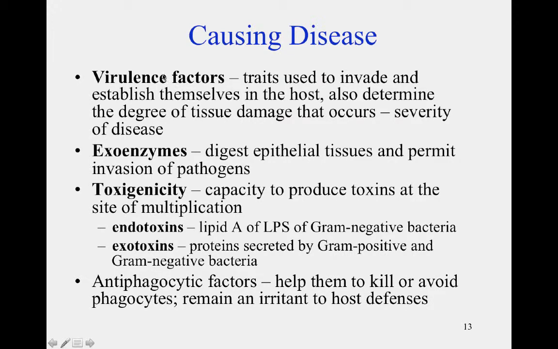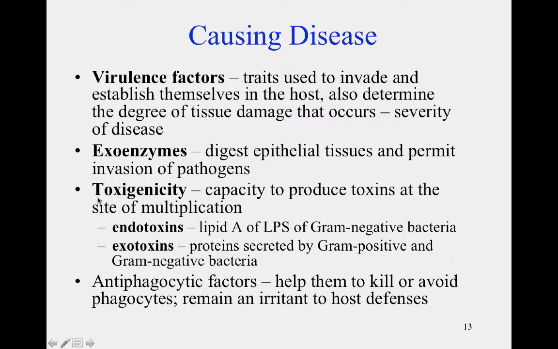Now, what are the different types of virulence factors? Okay, different types of virulence factors can be the following. Number one, enzymes. So this could be, for example, DNase or collagenase. These are enzymes that can actually break down tissue or can break down DNA, and it permits the invasion of pathogens. So number one, enzymes.